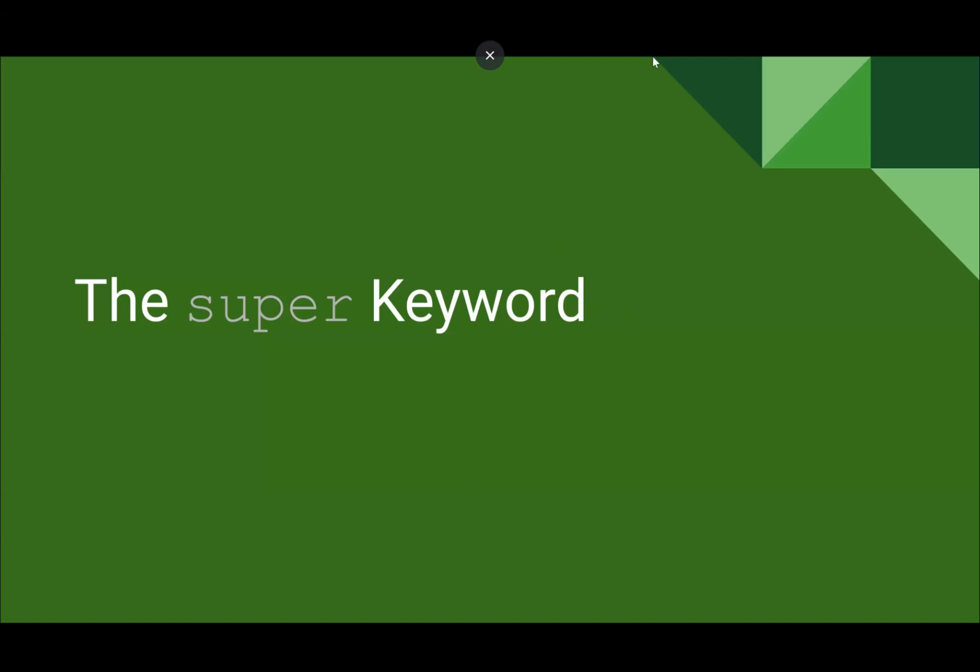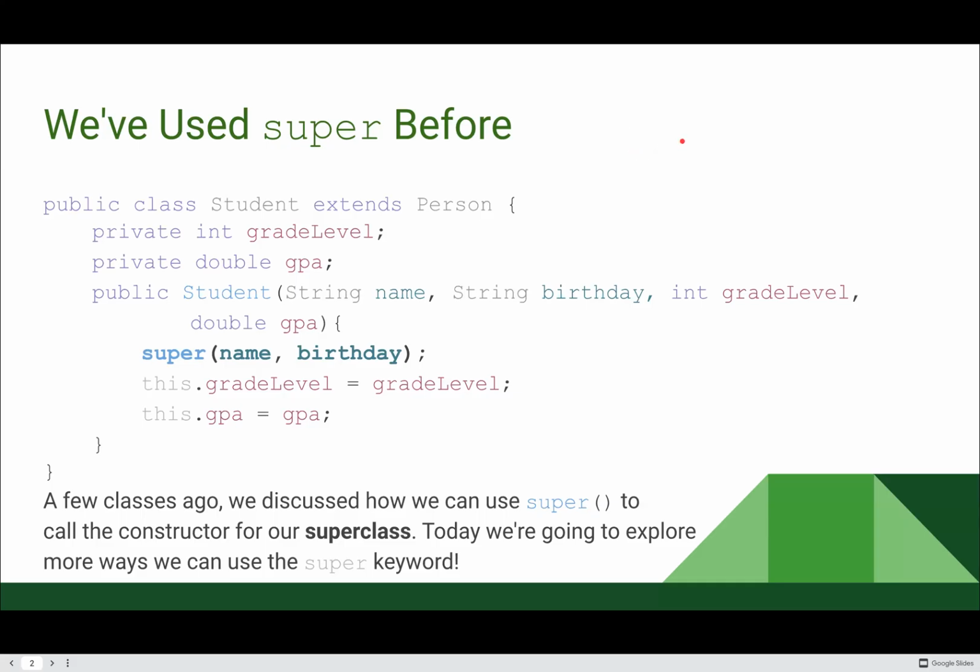Alrighty, folks, today we are talking about the super keyword. We have already used super in our subclasses. If you go back a few classes, we discussed using the super keyword to call our constructors from our subclasses. We wanted to call our superclass's constructor, so we used super with parentheses, passing parameters to the super constructor. Today, we're going to talk about some other ways that we can use this super keyword rather than just calling our constructors.